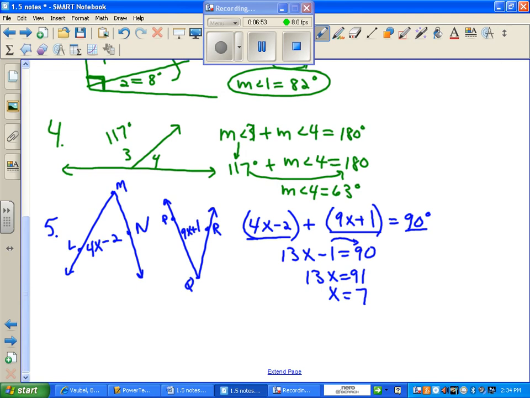Now go back and find out what each angle is. So I'm going to replace my x with 7 here. My x was 7. And I have 28 minus 2 is 26 degrees. I replace my x with 7 here. And I have 63 plus 1 is 64 degrees. And you can see that these two add up to 90. They are complementary. Okay, go on to number 6 and 7.